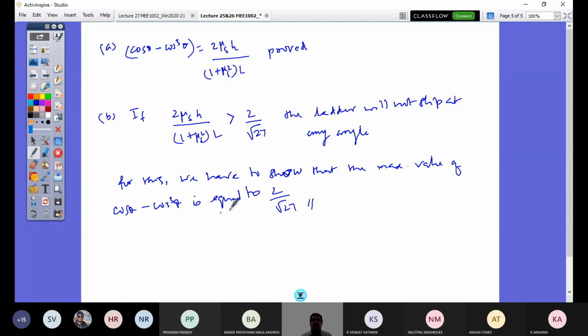So how can you do that? This is a function of theta. This function can have its maximum value. How can you find out? Differentiate this with respect to theta. So d by d theta of cos theta minus cos cube theta is going to be minus sin theta minus 3 cos square theta into minus sin theta, into d theta, right?